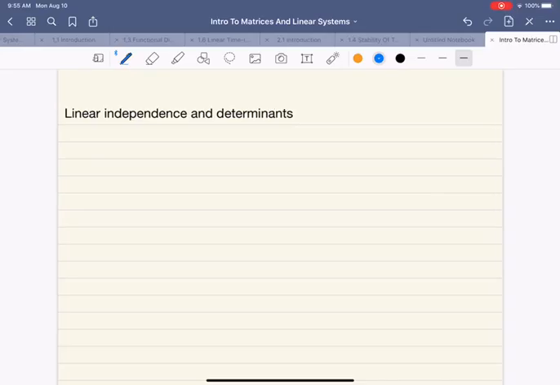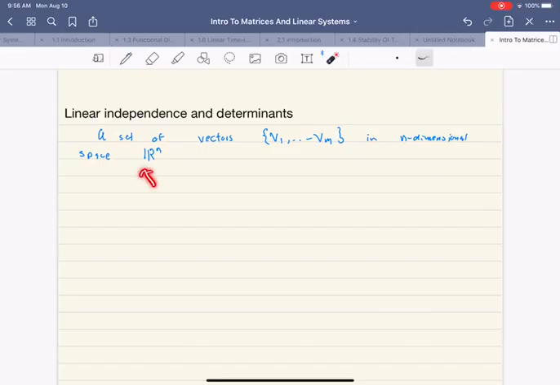We have a set of vectors v1 through vm, let's say in n-dimensional space, which we call Rn. All this R means is that we're just taking all these real numbers. We could do it in complex space too, but we're not going to do that here.